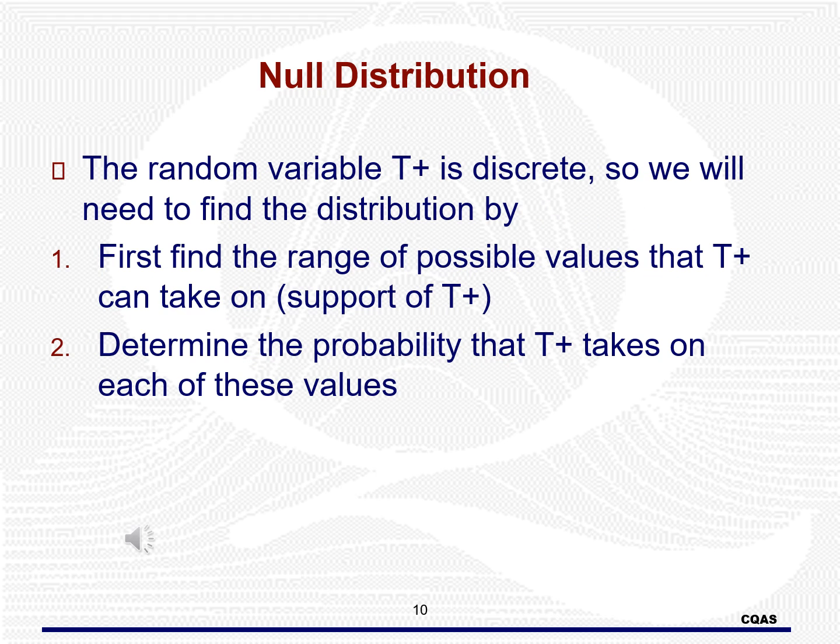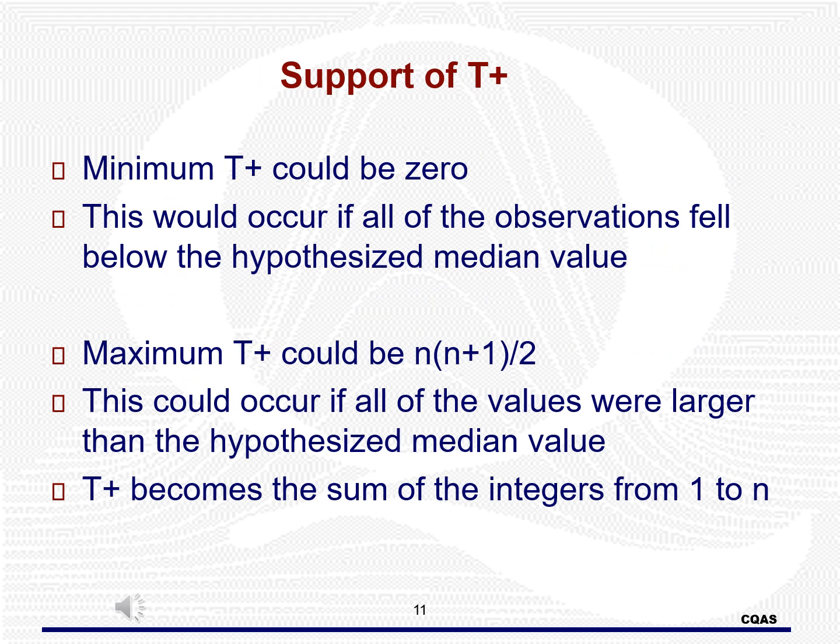The random variable T plus is discrete, so we can find the distribution directly. This is done by 1. First find the range of possible values that T plus can take on, the support of T plus. 2. Determine the probability that T plus takes on each of these values. Let's first focus on the support of T plus. Minimum T plus could be 0. This would occur if all of the observations fell below the hypothesized median value. Maximum T plus could be n(n+1)/2. This could occur if all of the values were larger than the hypothesized median value. T plus becomes the sum of the integers from 1 to n.